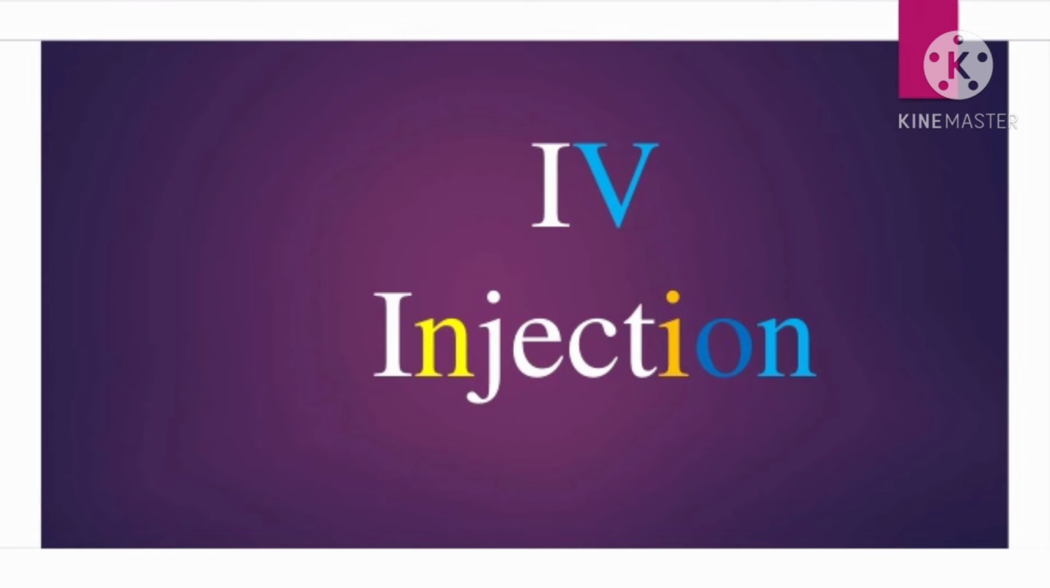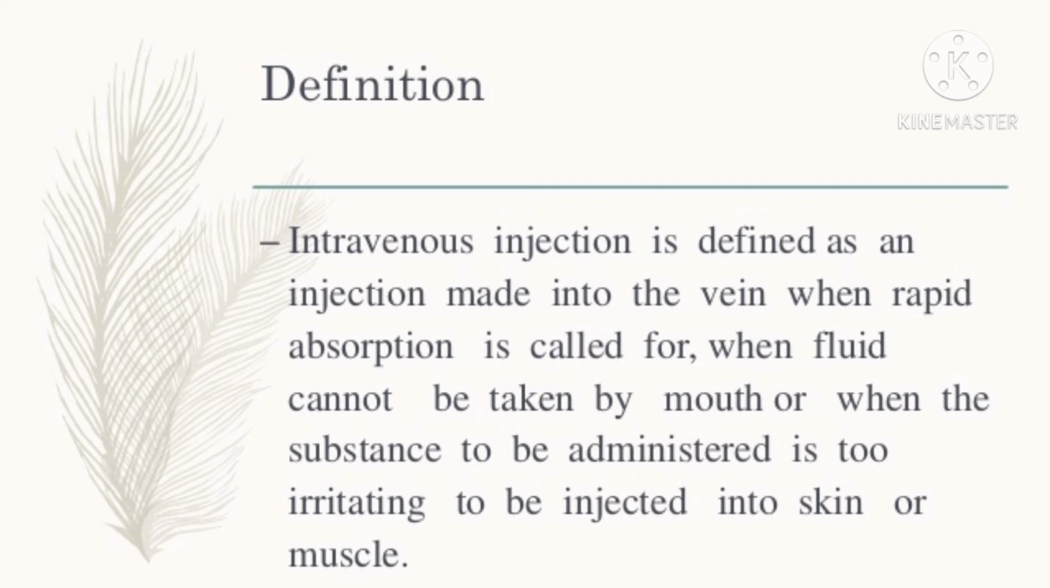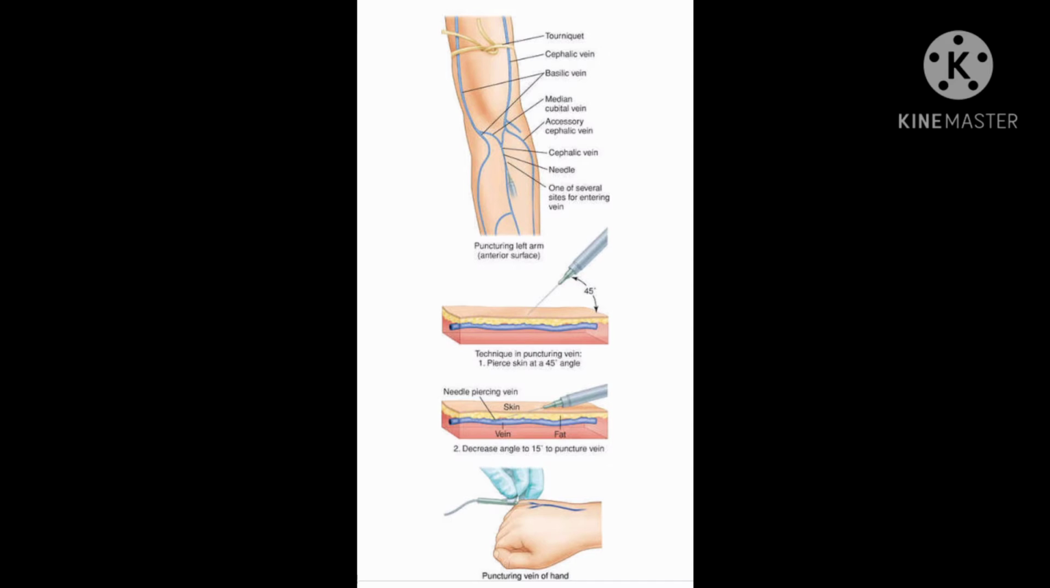Now we learn about the IV injection, that means intravenous injection. Firstly, the definition. Intravenous injection is defined as an injection made into the vein when rapid absorption is needed, when the fluid cannot be taken by mouth, or when the substance to be administered is too irritating to be injected into the skin or muscles. There are different sites for giving IV injections.